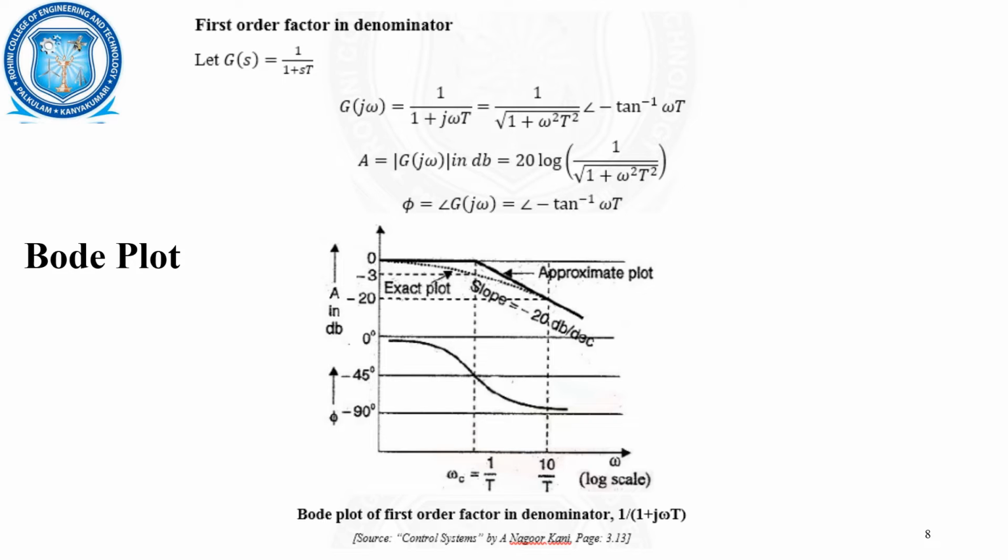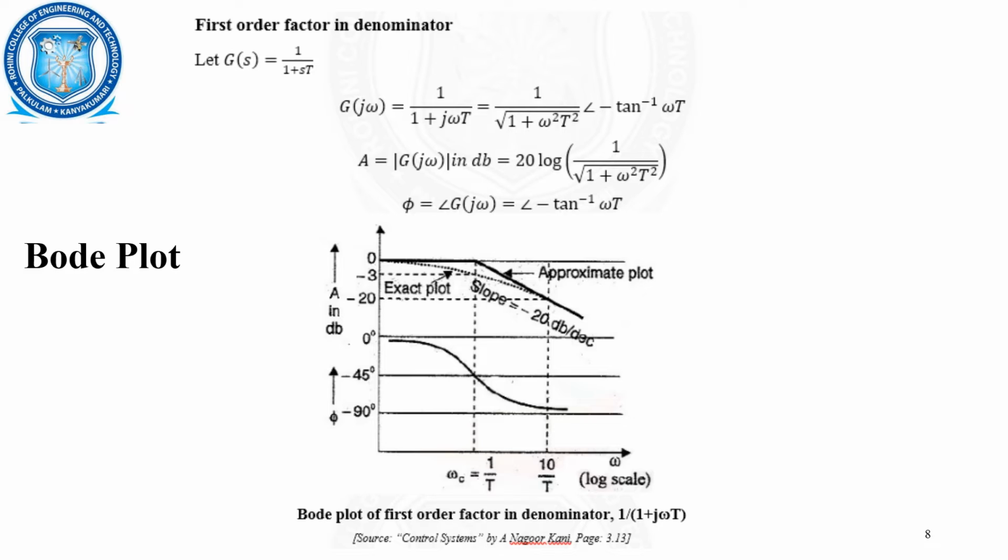Next, let us consider the first order factor. While considering the first order factor in the denominator, G of s is equal to 1 by 1 plus sT, so we have 1 plus j omega T. We know the magnitude of x plus jy is root of x square plus y square, so it is root of 1 square plus omega square T square. The angle: since it is present in the denominator, it is minus tan inverse of the imaginary part to the real part. The real part is 1 and the imaginary part is omega T, so tan inverse of omega T. So we have the magnitude and angle.